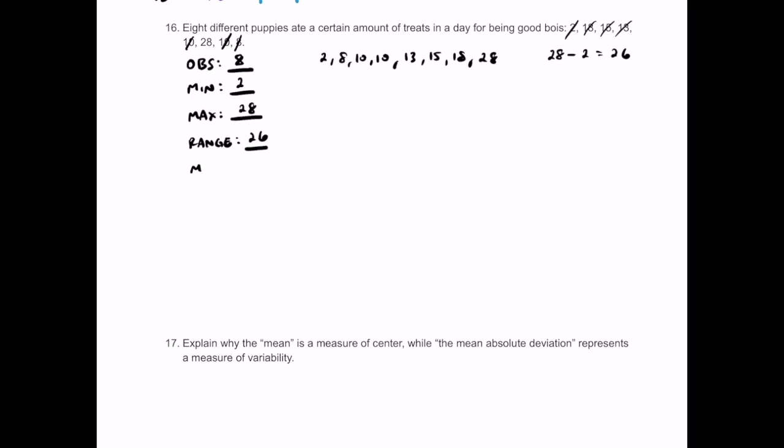And after that, maybe find the mode. That's another frequent one that's easy to find. For the mode, it looks like the 10s happen more than anything else. There's 2 of them, so the mode is going to be 10.